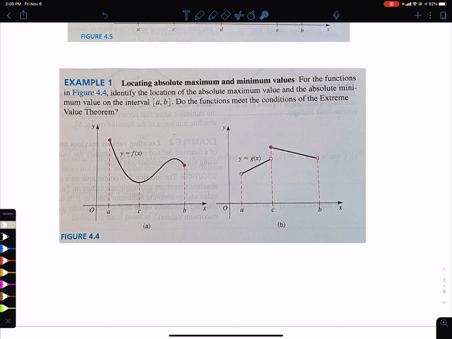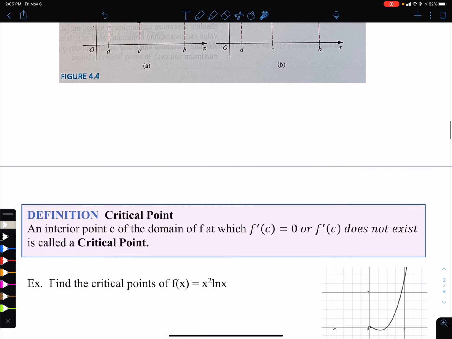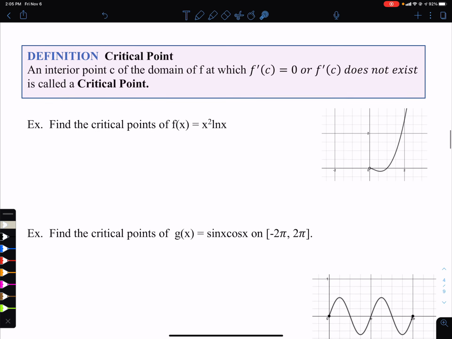Does it have a maximum value? Yep, that's the biggest one. Does it have a minimum value? No, because it looks like the minimum's there, but it's an open circle. You cannot have a minimum at an open circle. So that's that example. A lot of stuff going on here.